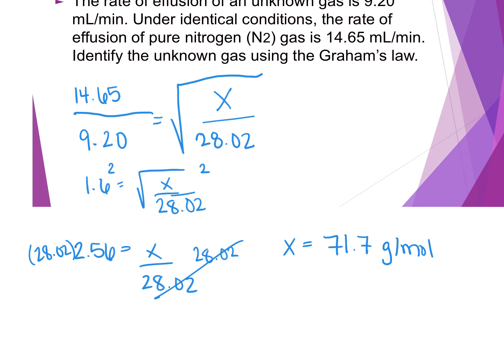However, there are some diatomics. Nitrogen is N2. So what element that's diatomic, if you double its mass, is going to be about 71.7? Really close to that. So look at those diatomics: fluorine, chlorine, bromine, iodine. Which of those, when you double its mass? Chlorine. Good. If you double chlorine's mass, do you see how it gets really close? So the unknown is going to be chlorine. Cl2 is really close to 71.7.